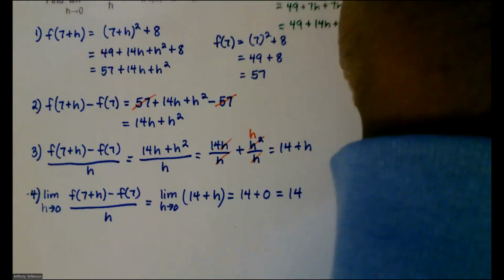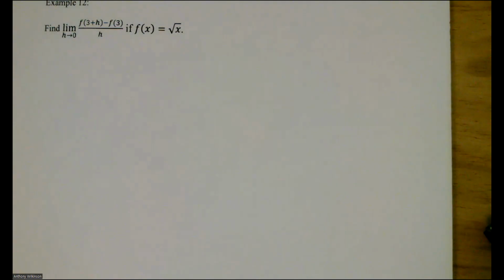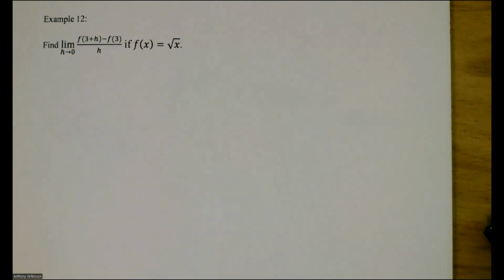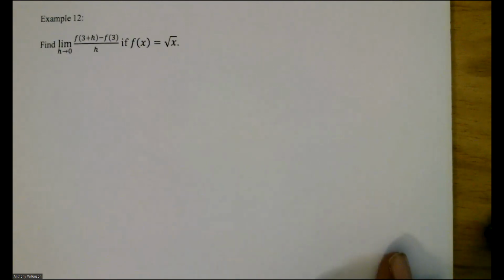All right, and finally, this last example in this video, let's say you had f of x equal to the square root of x. Now, this is one of those examples where you have to use the conjugate, which I'm going to explain shortly. F of x equal to the square root of x, you want to find the limit as h approaches 0 of f of 3 plus h minus f of 3. All right, so number 1, let's find f of 3 plus h, and also we're going to find f of 3.